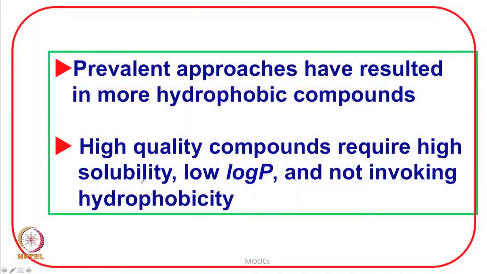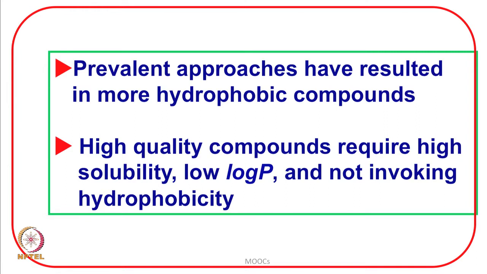And as I just mentioned, C log P should be less than 5. So, it refers to the fact that the hydrophobicity should not exceed a certain value. And I will talk a little more about what the literature has suggested, whether the hydrophobic content should be more or polarity should be more. Now, let us take a look at the next comment. High quality compounds require high solubility, low log P and not invoking hydrophobicity.